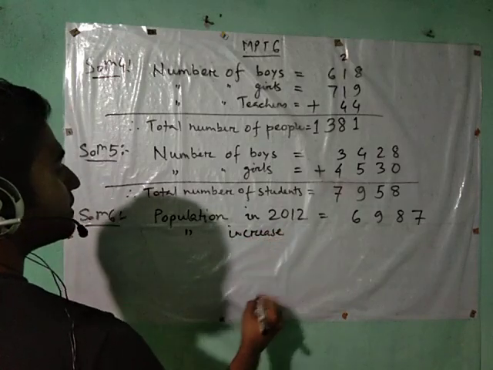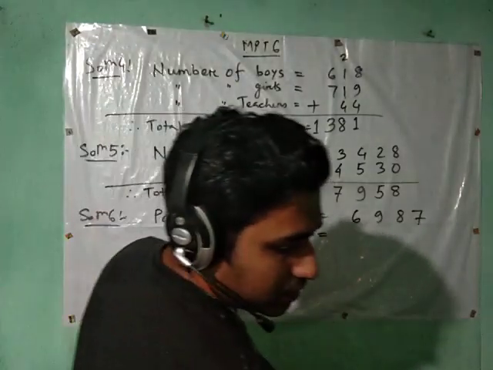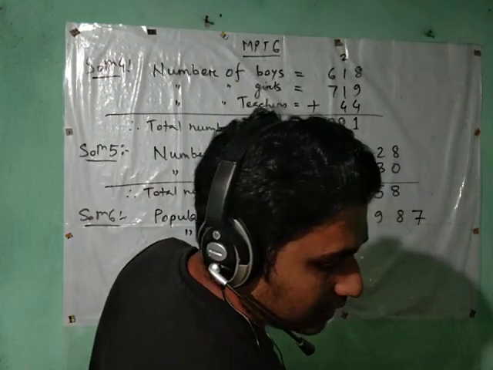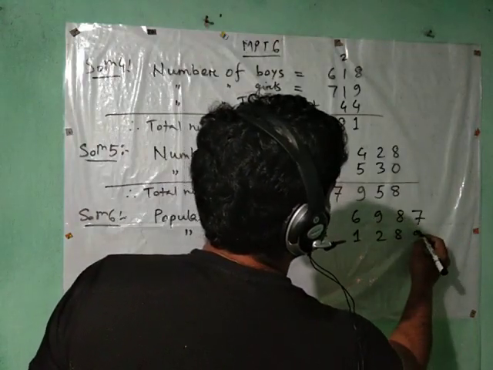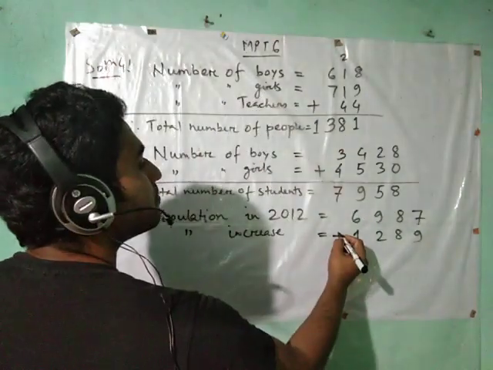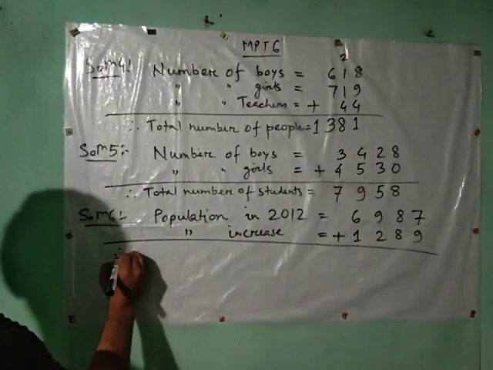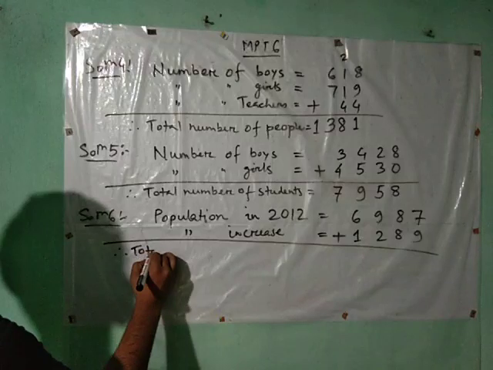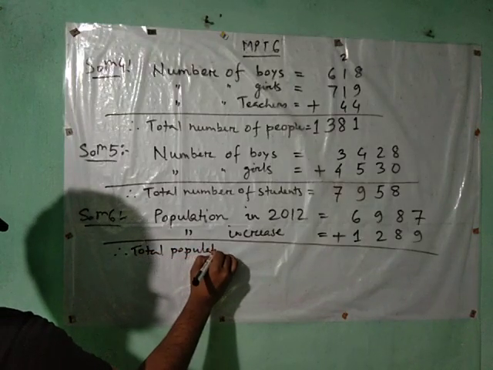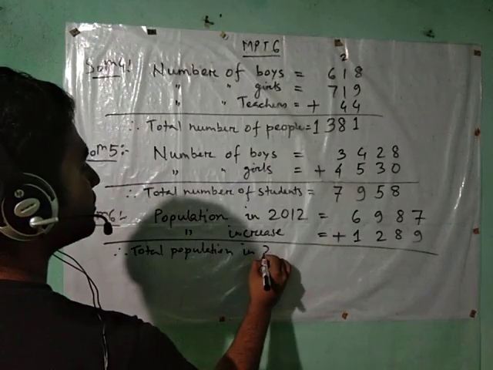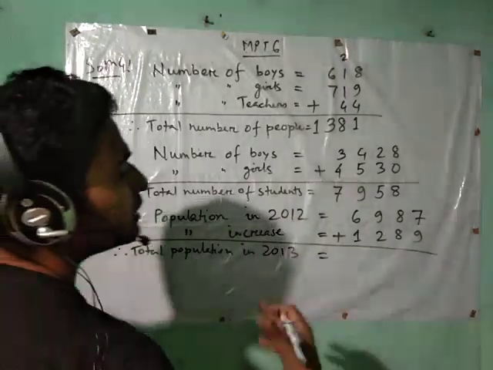Population increase. How much did it increase? How much increased? 1,289. Increase means plus. So now I need to add them all. Therefore, total population or total number of people in 2013. Now not 12, it is now 2013.